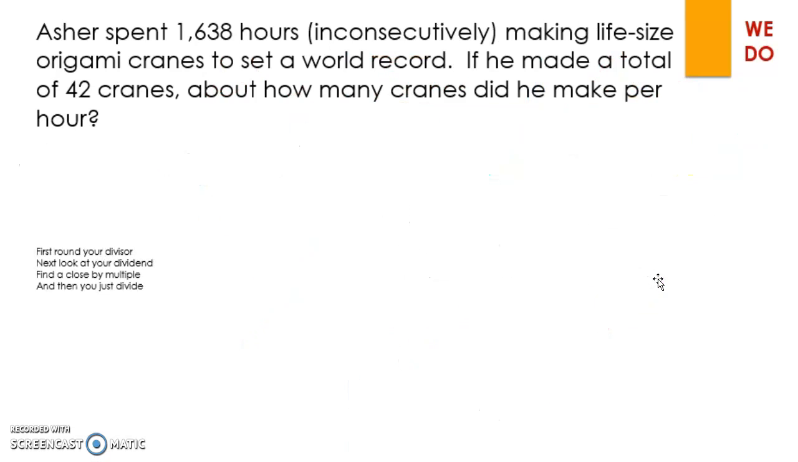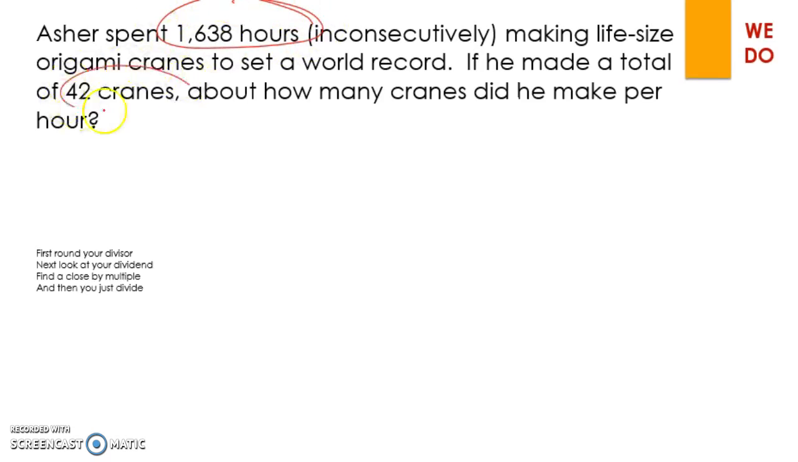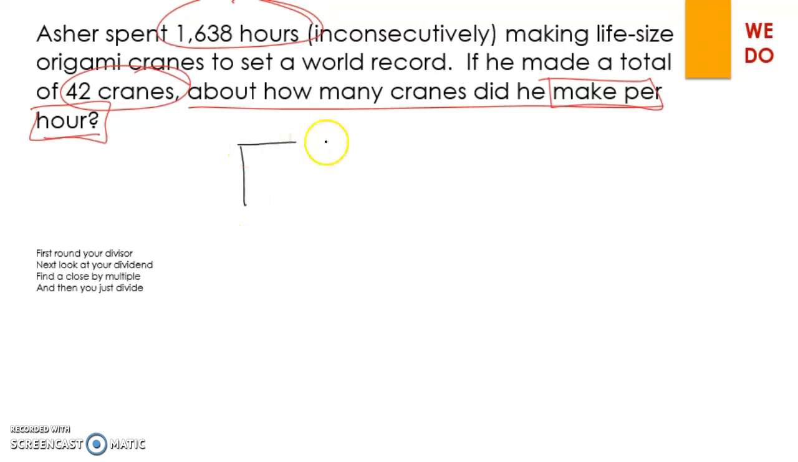You might recognize this problem as well. It was Asher and his origami crane. Let's set up our problem. 42 cranes. About how many cranes did he make per hour? And now we are going to box the keywords. We want to know how many he made per hour. So we're going to set up our problem. This is our evaluation.